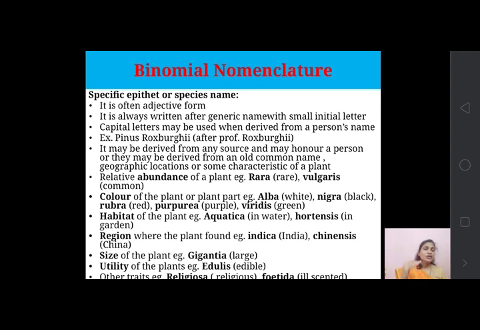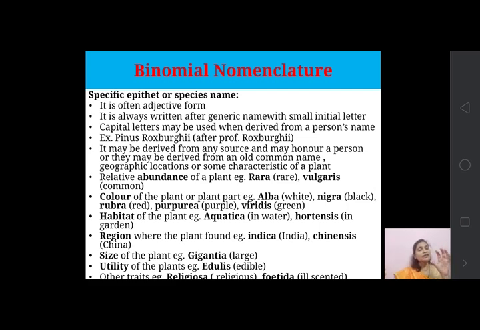Then the next character is color. So when some words are used, they indicate the color of plants. For example, alba means white, and nigra means black. So if the species is given as alba or nigra, then that species is white or black in color. Then rubra means red, purpurea means purple, viridis means green.